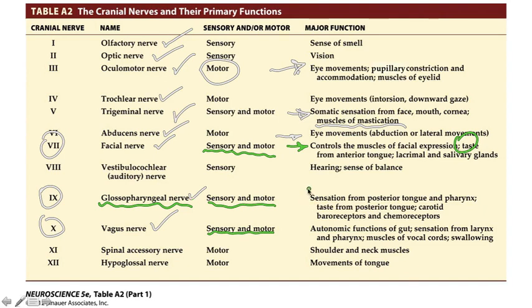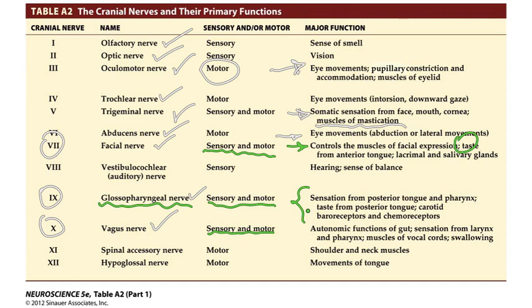And that's what we find here in our table to the right. One additional function that's worth highlighting for the glossopharyngeal nerve is that it also provides important sensory signals that are important in cardiovascular control, specifically signals derived from the carotid bodies as well as the aortic arch.